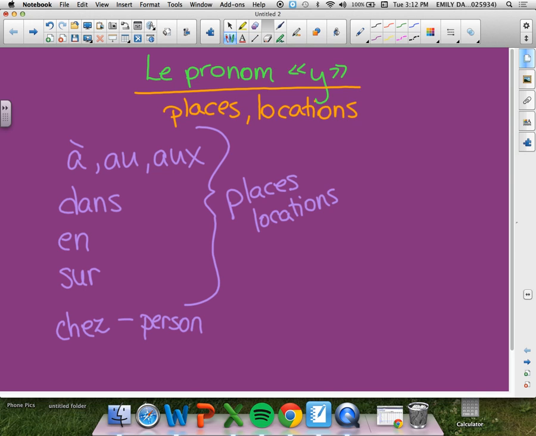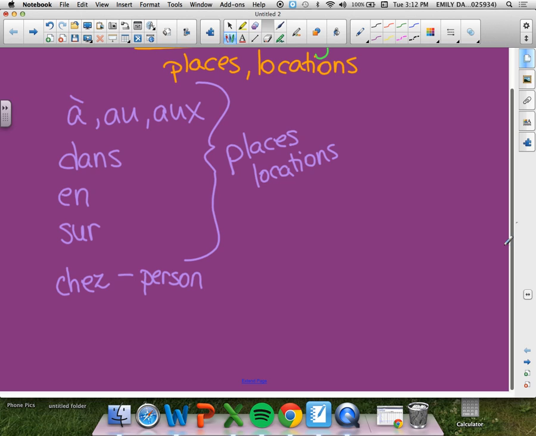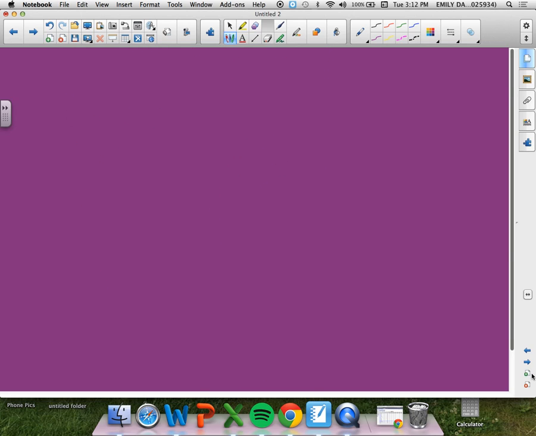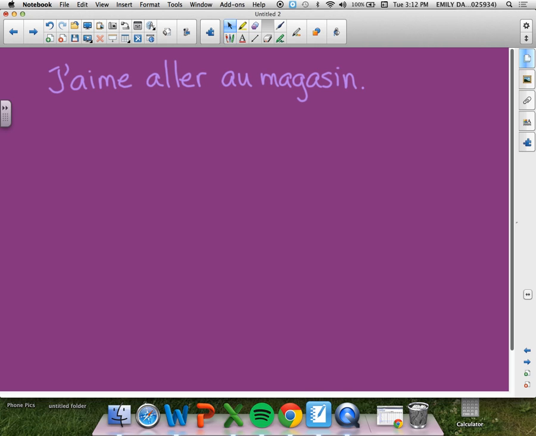Some examples of how we would use it. So you might say, j'aime aller au magasin. So I'm going to look at the sentence and I'm going to say, I like to go to the store. So, au magasin. I see my indicator word right here. Au, which can also be an indicator for an indirect object pronoun.